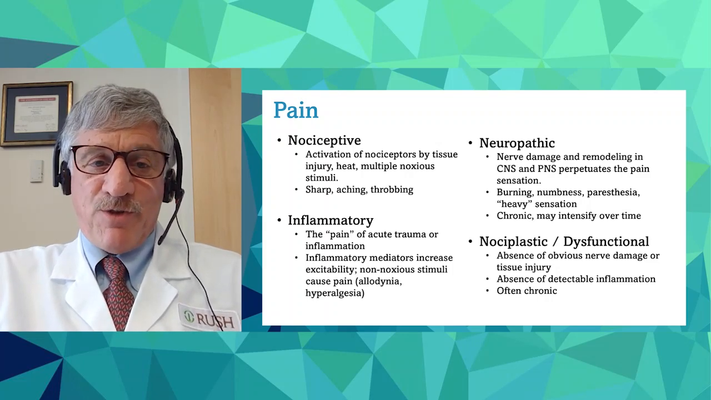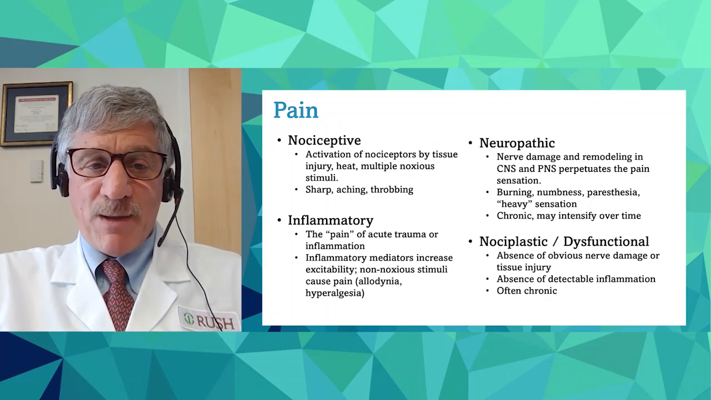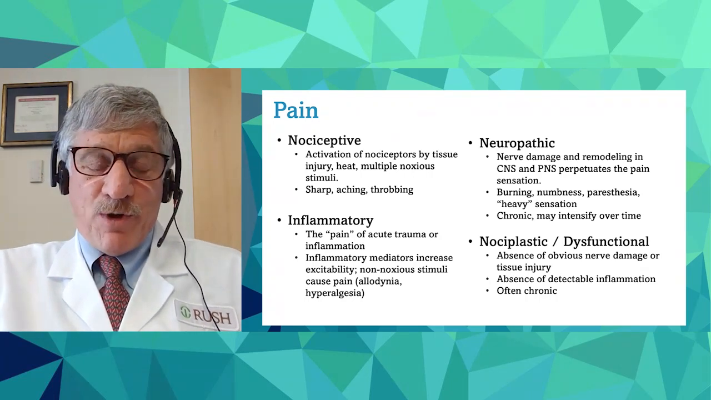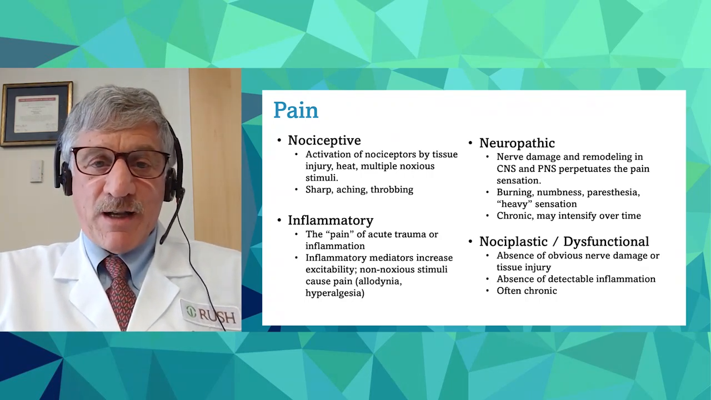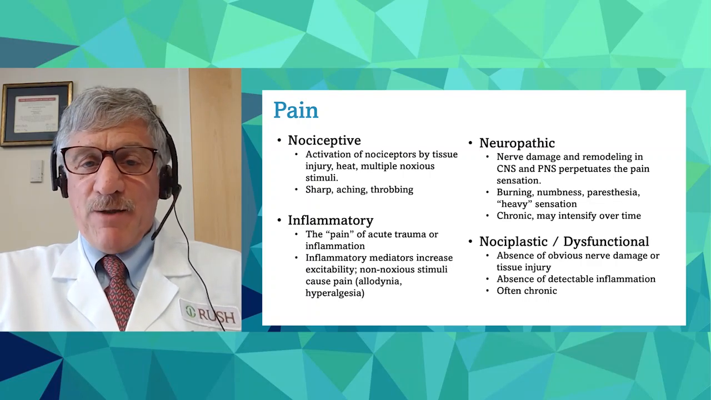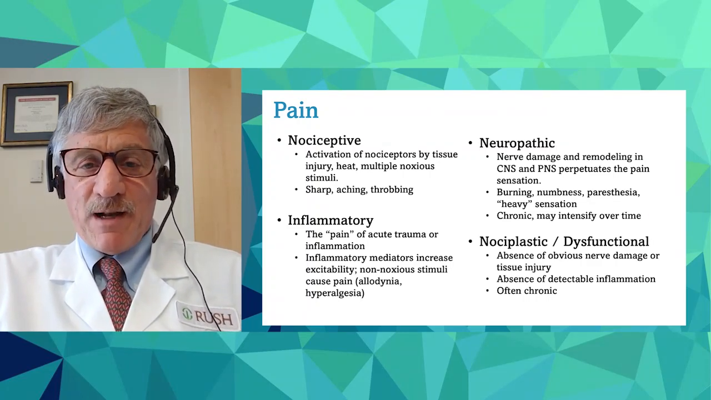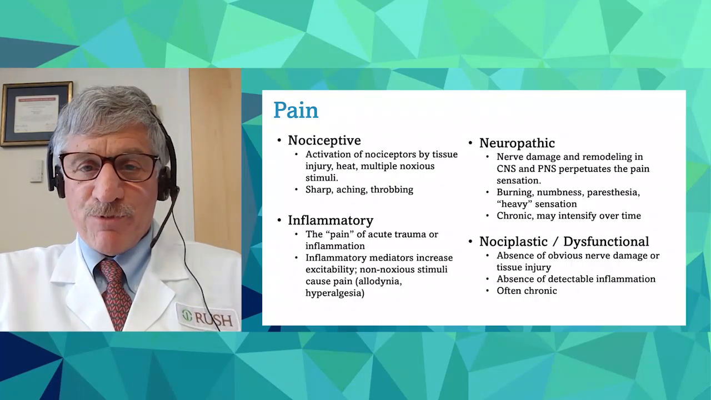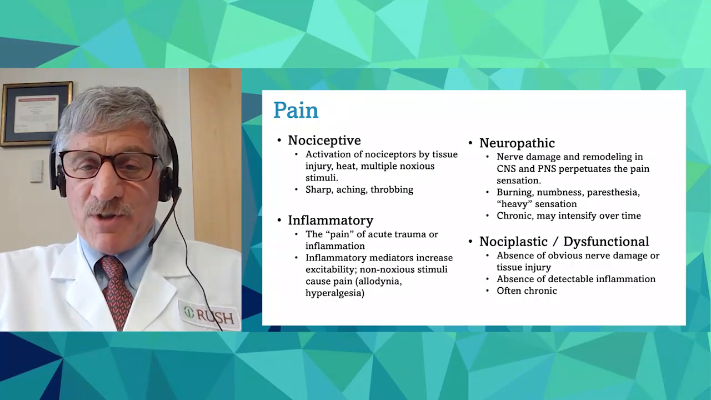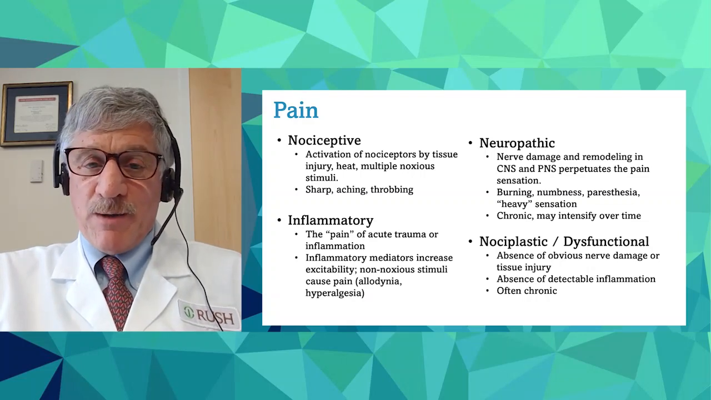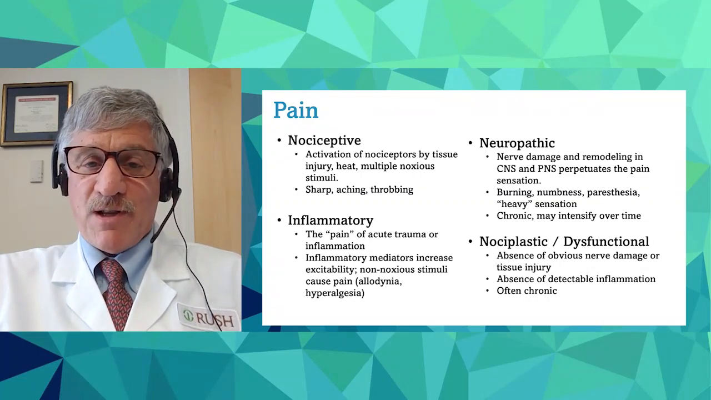It's described as being sharp, aching, or throbbing. Inflammatory pain, of course, comes from inflammatory mediators and inflammation cytokines. Neuropathic pain involves actual damage to the neurons and remodeling within either the CNS or the peripheral nervous system. It's classically described as burning, numbness, or paresthesias, and it frequently becomes chronic and may intensify over time.